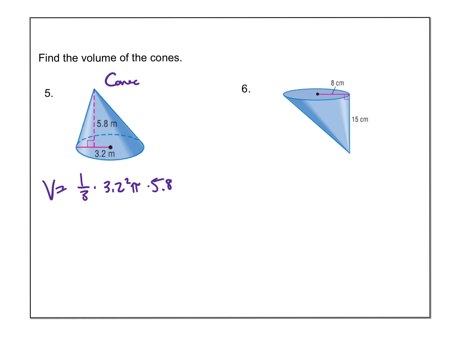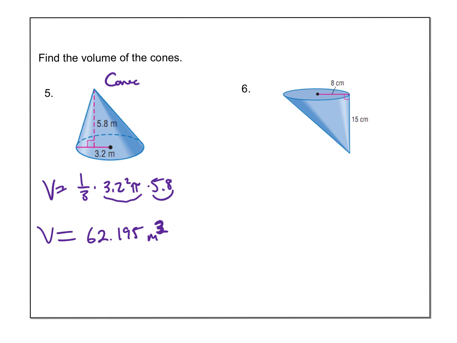So 1/3, this would be the area of my circle. This would be my height. So now it becomes a fair amount of calculator mashing. After which I get 62.195 meters, and that should be cubed, not squared. So that should be raised to the 3rd power there.